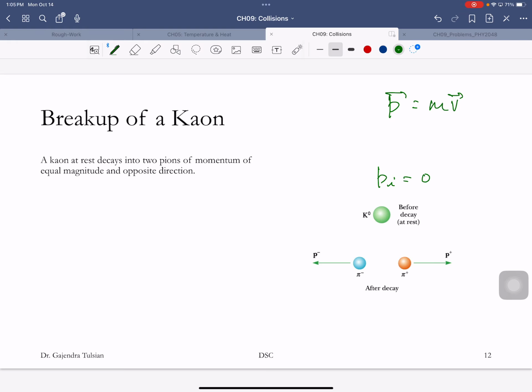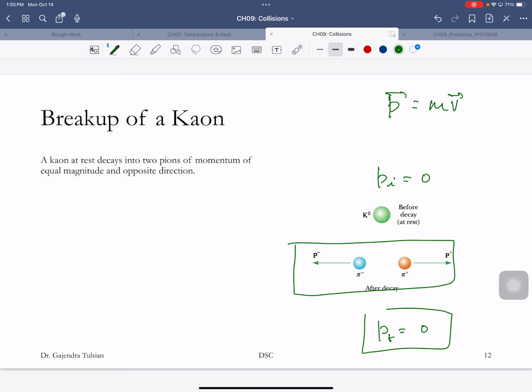and there's no external force acting on the system. The split is due to internal forces, and his final momentum has to be 0. The final momentum of this system has to be 0. So if these particle-antiparticle pairs are of equal masses, they fly apart with exactly equal speeds.